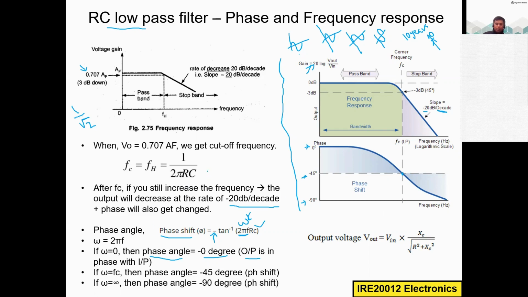So now please try to remember and write it down. This is the cutoff frequency formula for the low pass filter, and this is the phase angle formula.